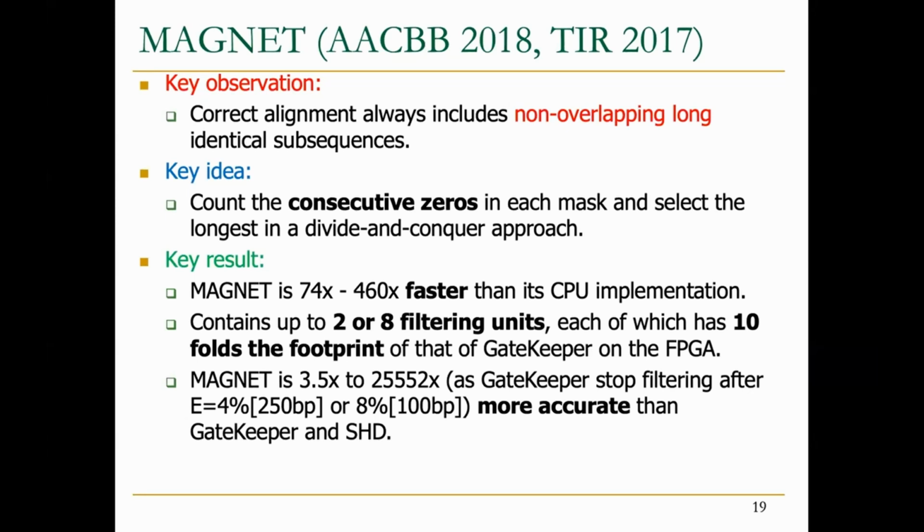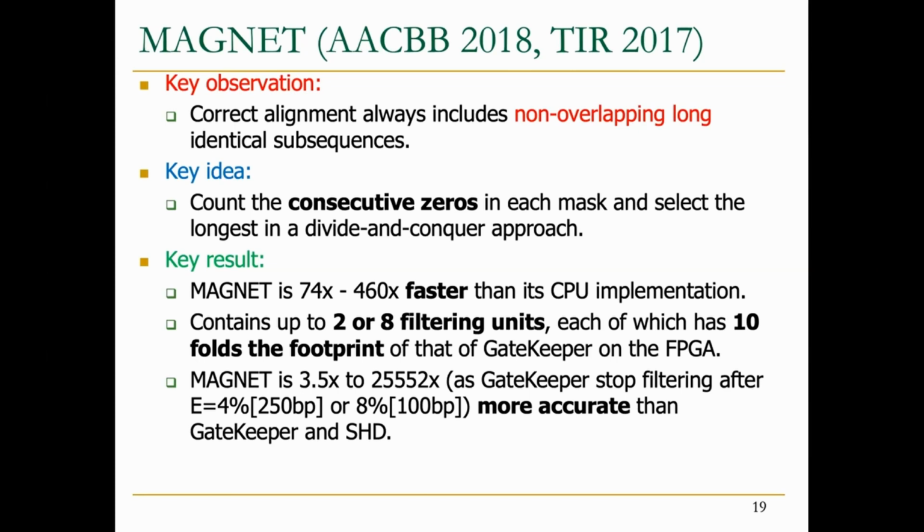The results we got are really significant, especially the accuracy. We got about 3.5x all the way to 4 to 5 orders of magnitude more accuracy than GateKeeper. Remember, GateKeeper tried to do a simple algorithm, just an AND operation. There's no complexity there. But here we increase the computation, and that is going to affect the execution time.